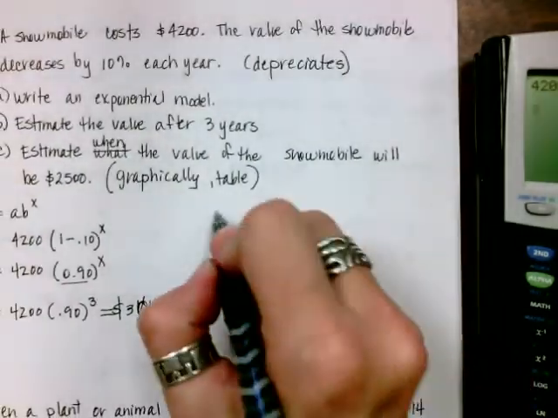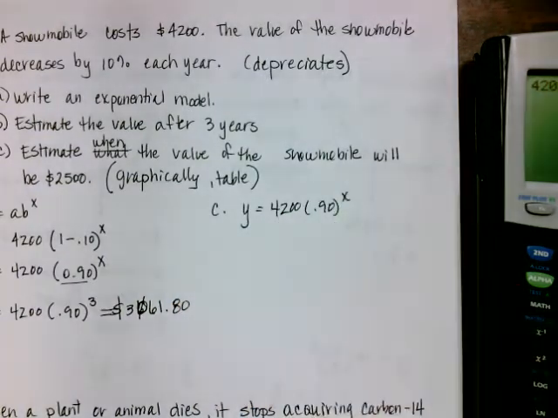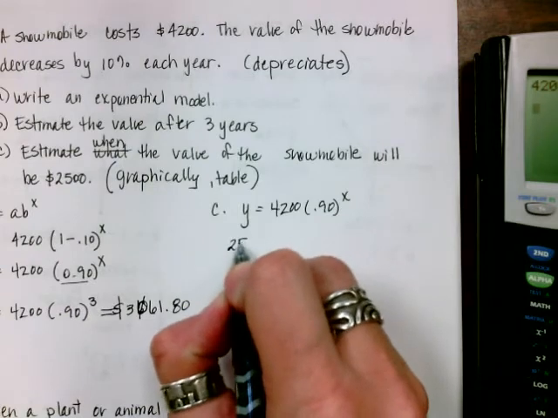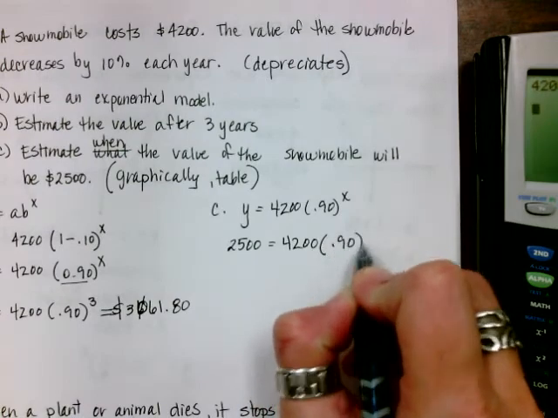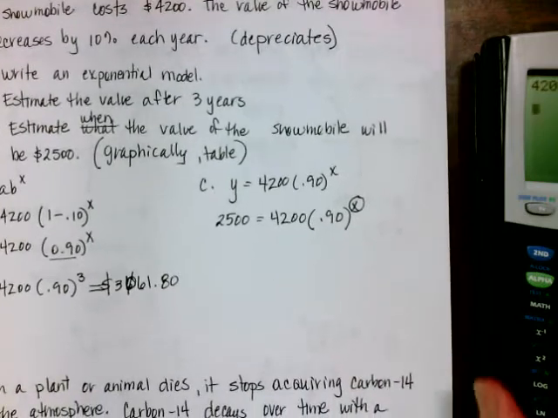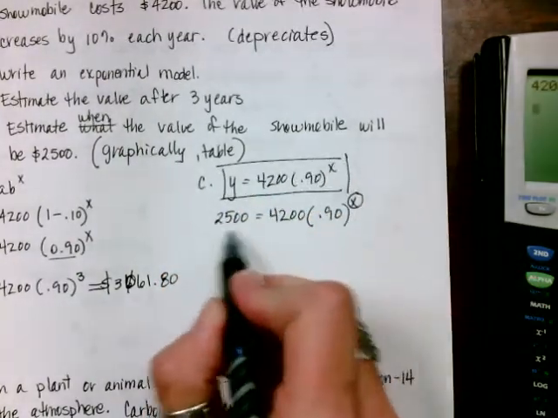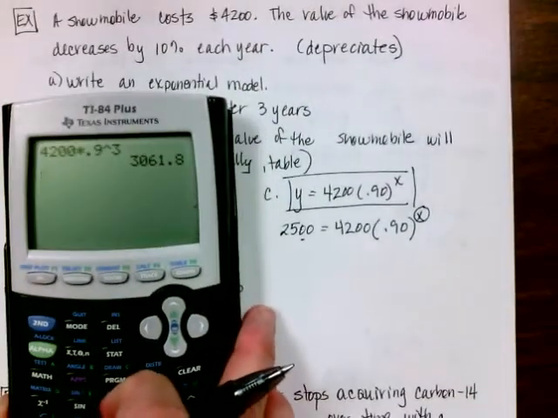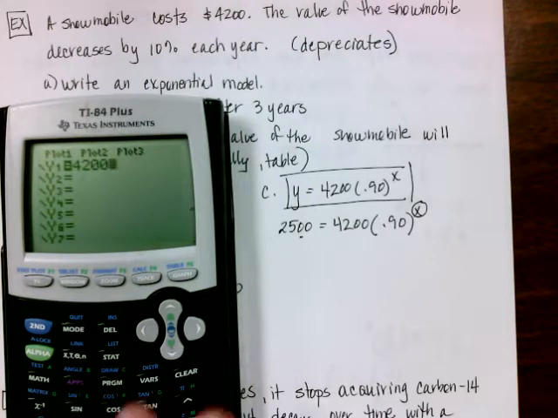The C part I'm going to scoot to the side a little bit. I'm going to write my model again. So the 4,200 times the 0.90 to the x wants me to find out what x is when the y value is 2,500. So I'm going to put the 2,500 here, and then the 4,200 here, 0.90 to the x. You really don't have the ability at this point to solve for x. We will in a few days. So what I'm going to do is graph the original equation and then trace the graph to find out when I get to 2,500. It will be an approximate, not exact, because I'm doing it in my grapher on the equation instead of with logarithms.